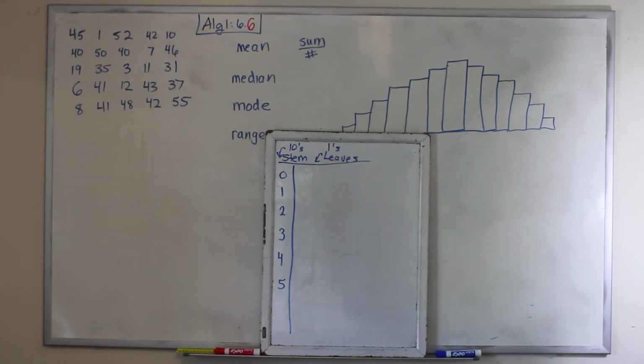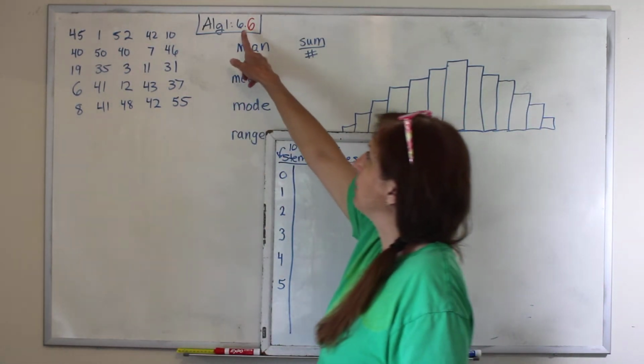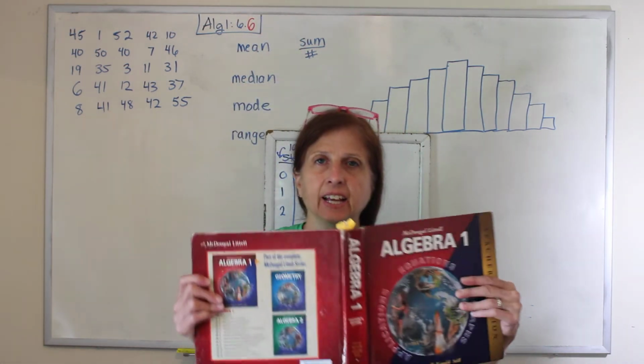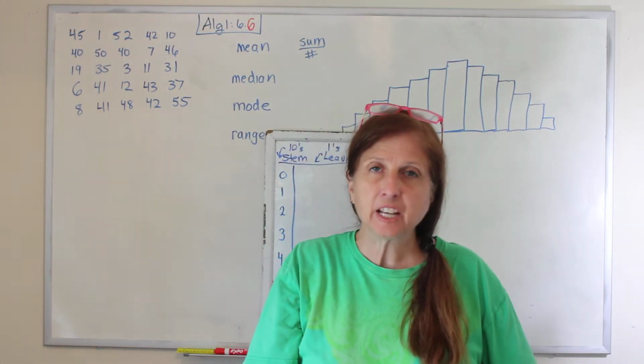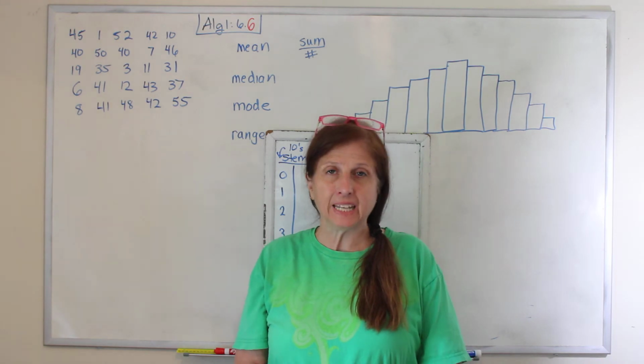Welcome back to Algebra 1, Chapter 6, Section 6. In this book, stem and leaf plots, mean, median, and mode.